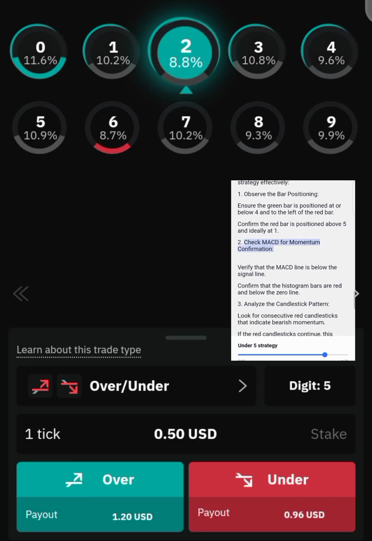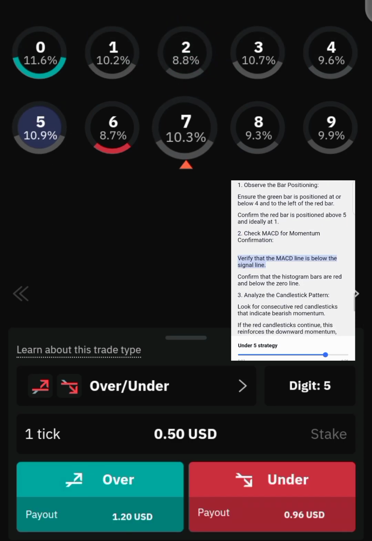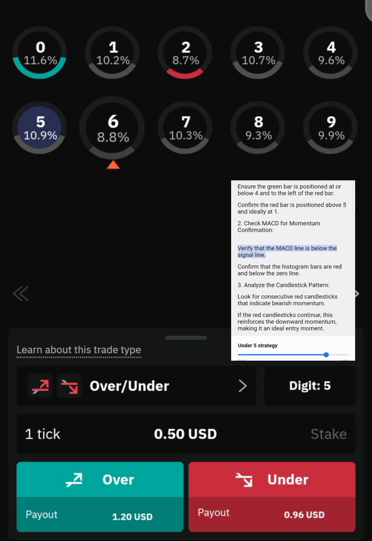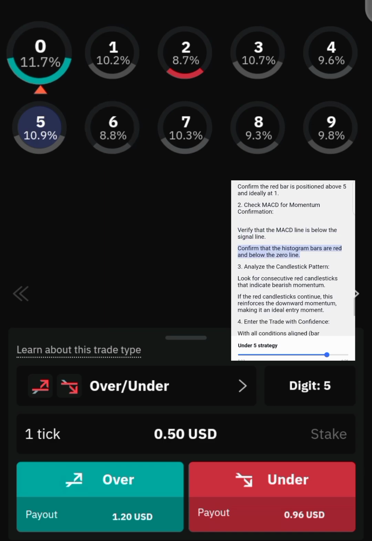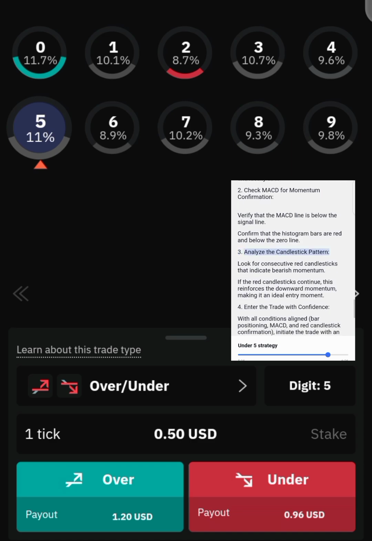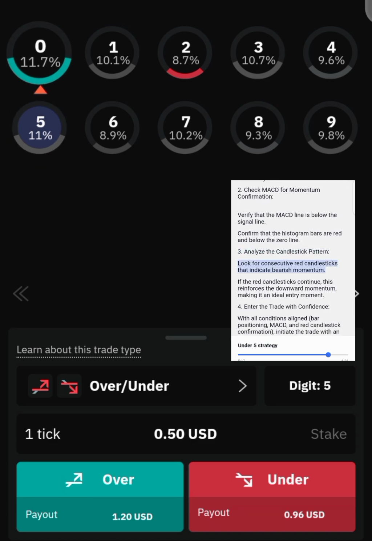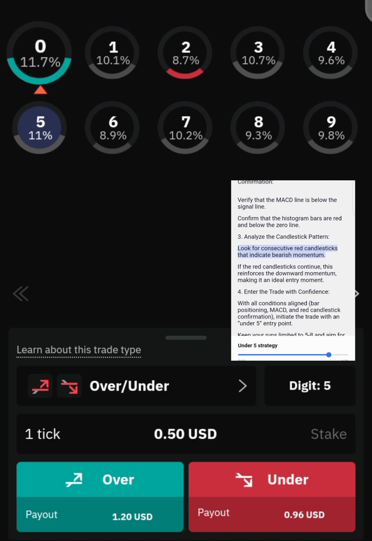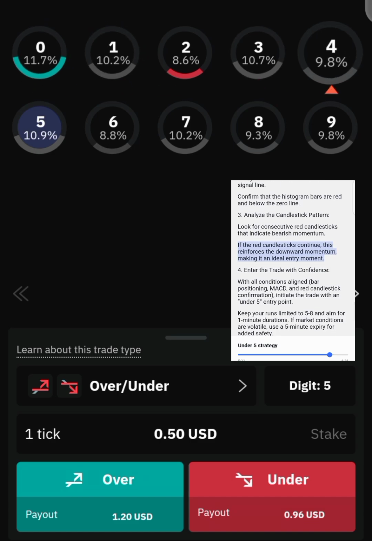2. Check MACD for momentum confirmation. Verify that the MACD line is below the signal line. Confirm that the histogram bars are red and below the 0 line. 3. Analyze the candlestick pattern. Look for consecutive red candlesticks that indicate bearish momentum. If the red candlesticks continue, this reinforces the downward momentum, making it an ideal entry moment.